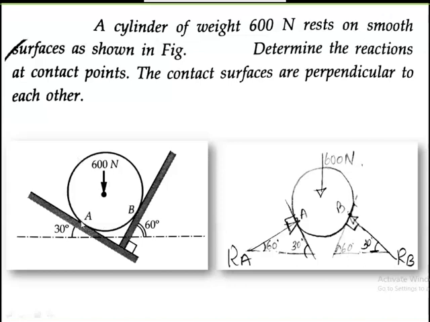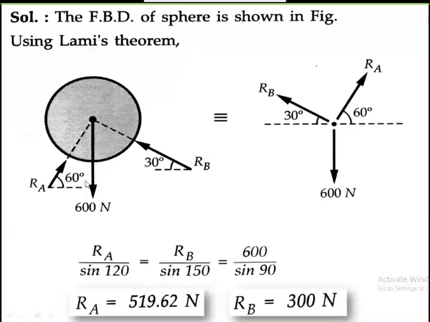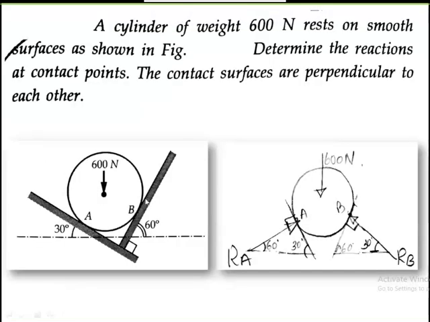The cylinder is in contact at two points, one contact point is A and the other is B. Here the given angle is 30 degree, and here it is 60 degree. While drawing the free body diagram of the sphere, when I remove this contact surface, I'll write one reaction here, and that reaction is normal to the roller. Also when I remove this one, I'll write another reaction that is also normal to the roller. Here I'll write the reaction as RA. Normal means 90 degree. This angle is 90 degree.